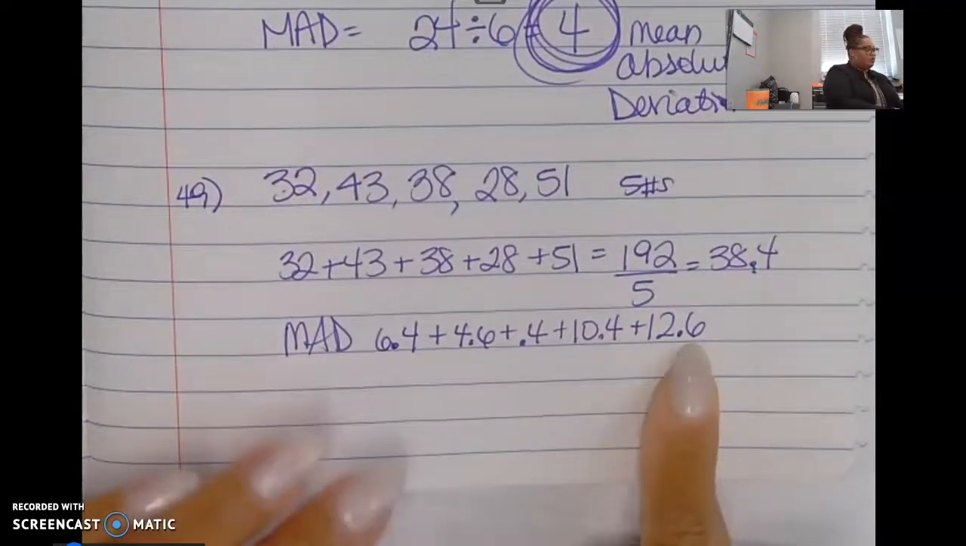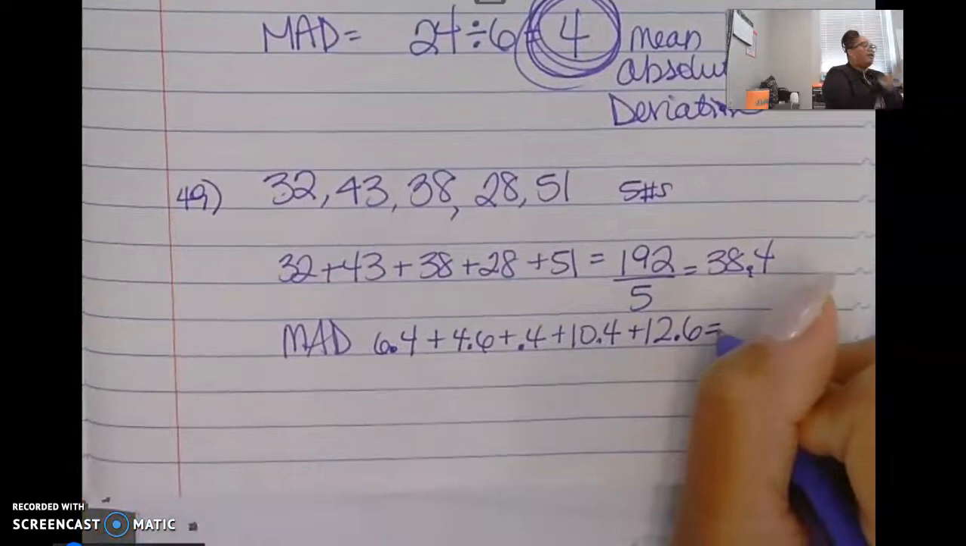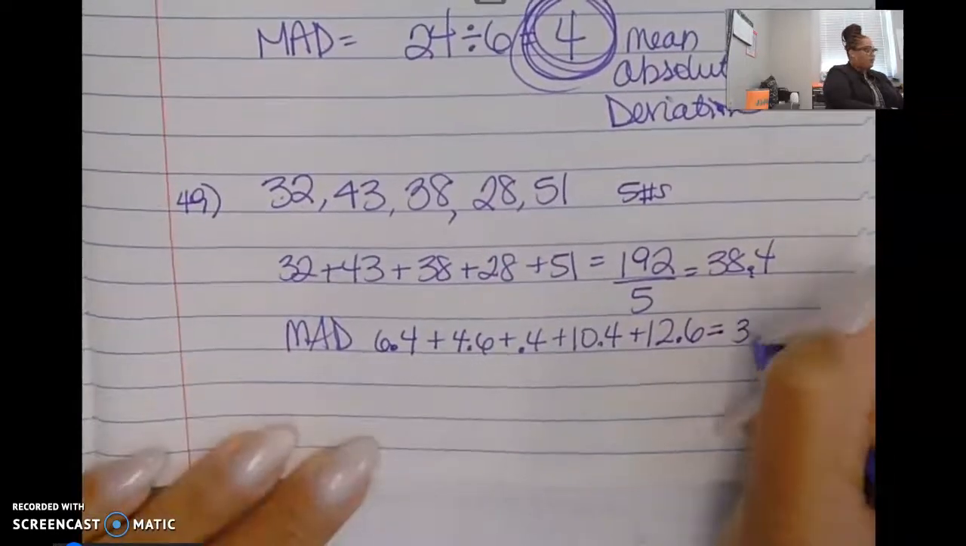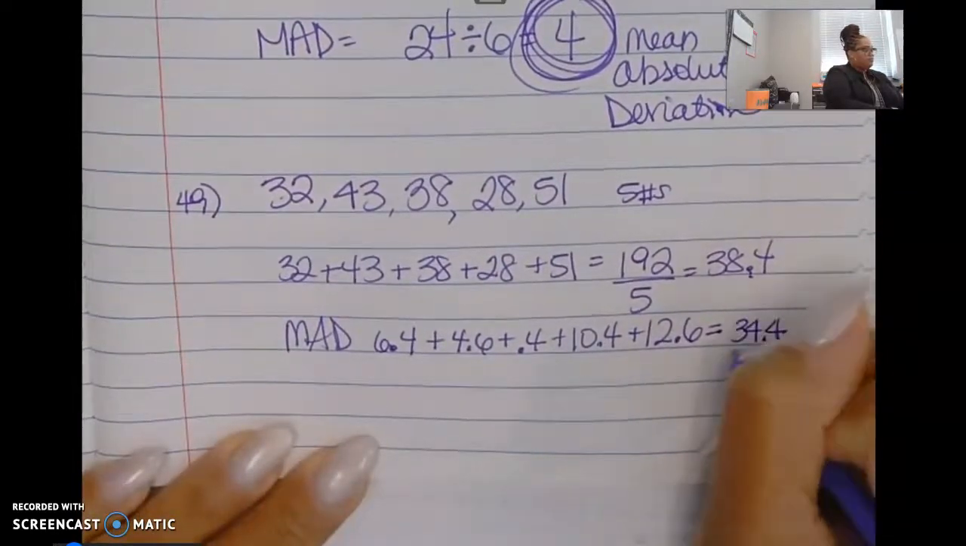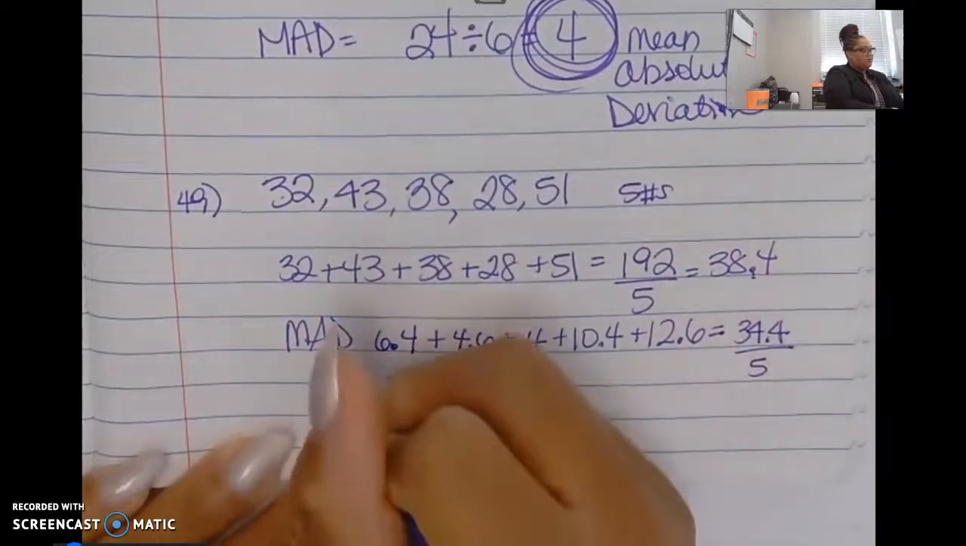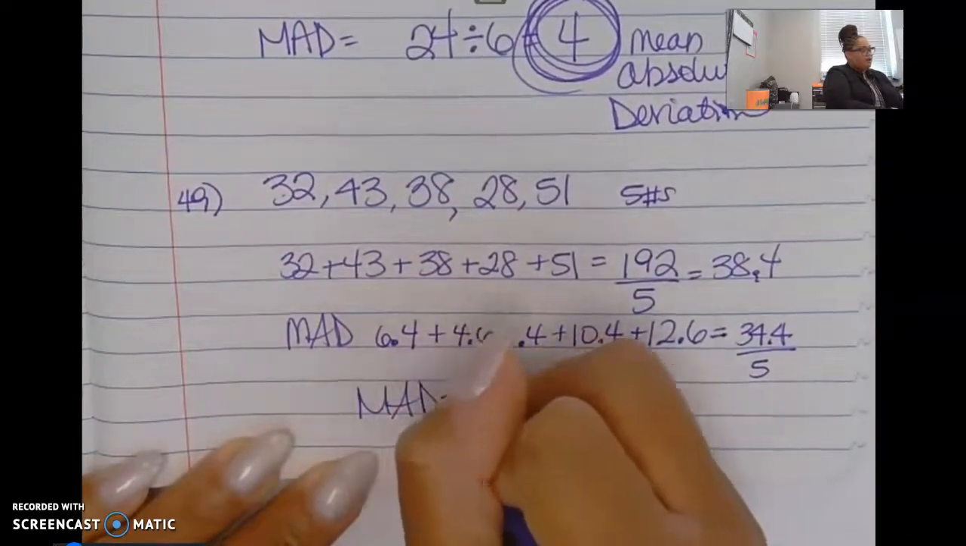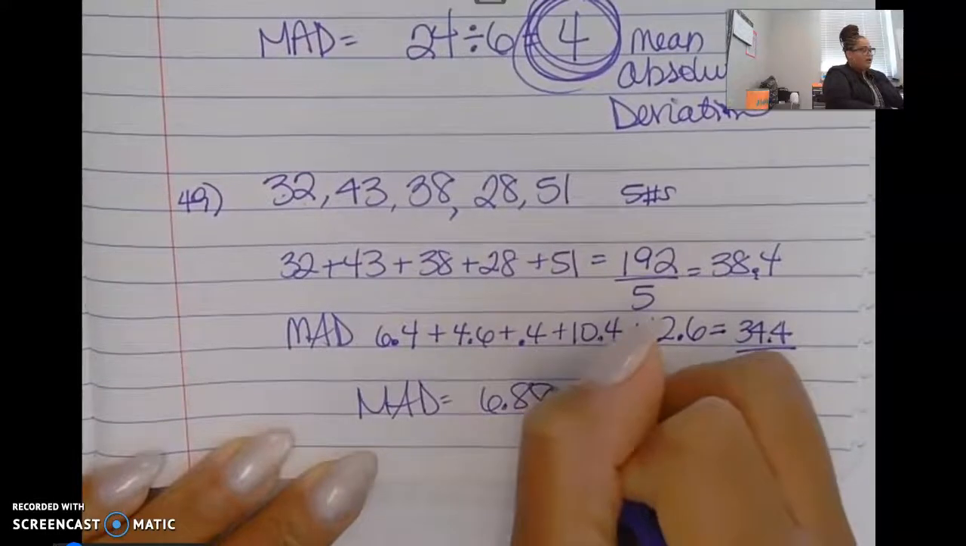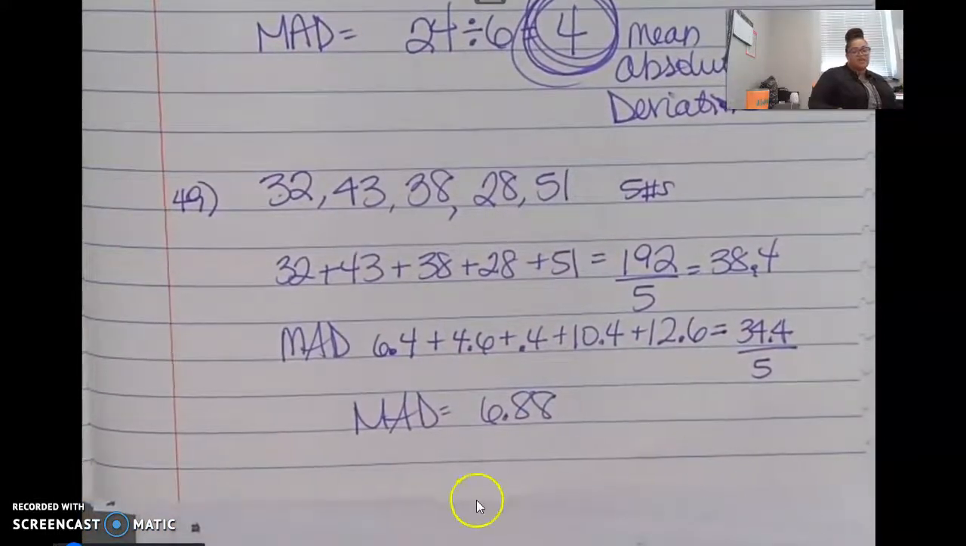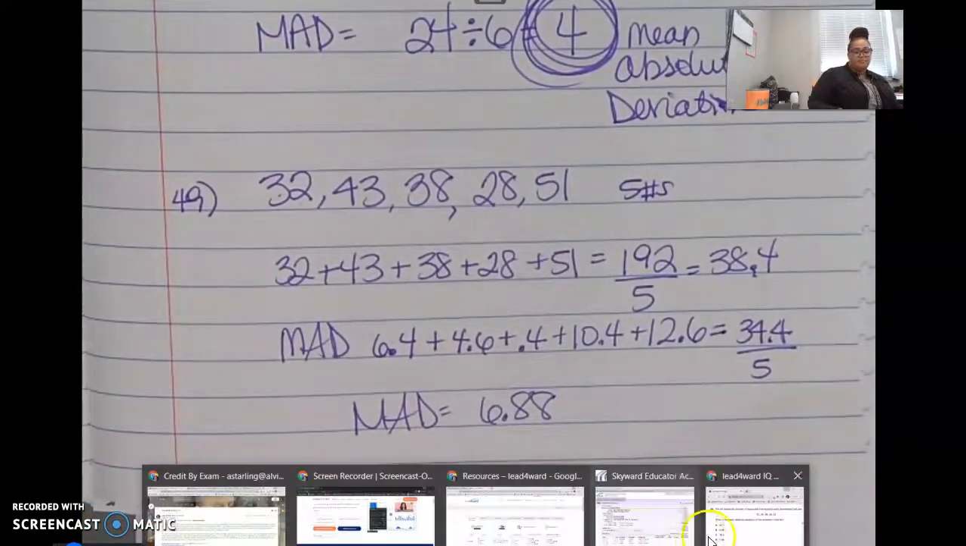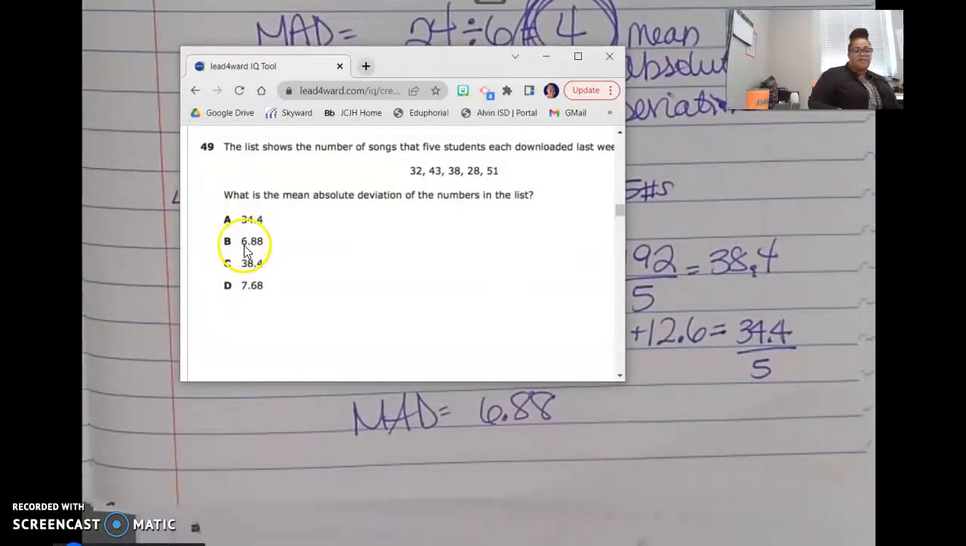So now we get the total here, which I'm sure you've done already. 34.4. Then divided by 5 is 6.88. My MAD is 6.88. No, I think they give it to us exactly on this question. Yep, 6.88.